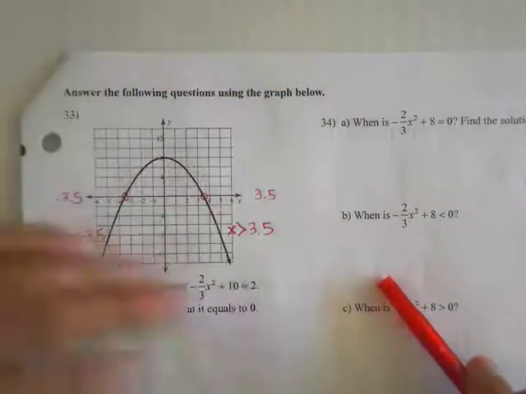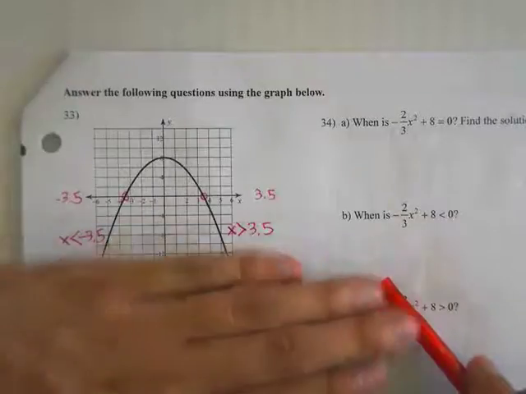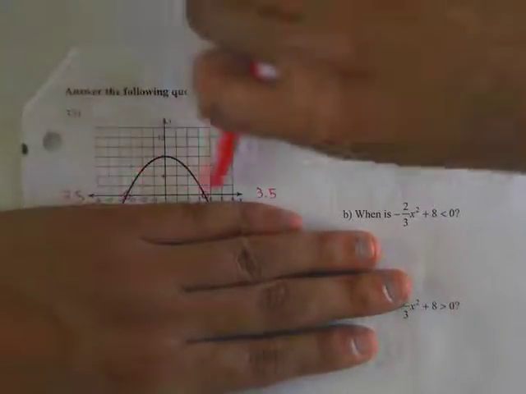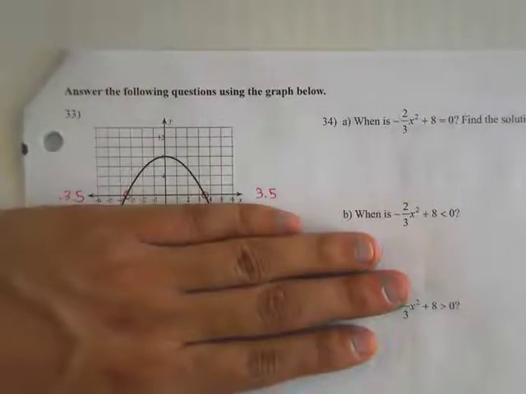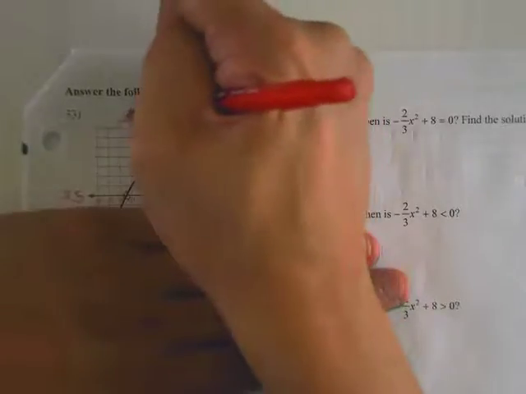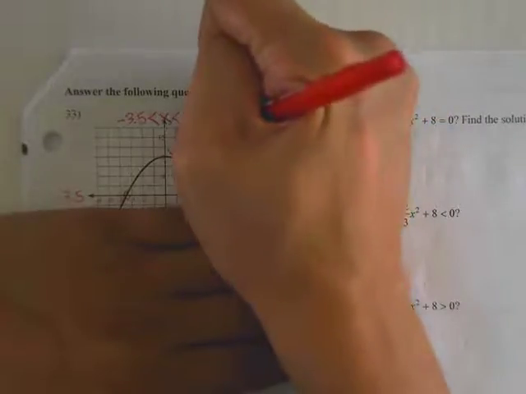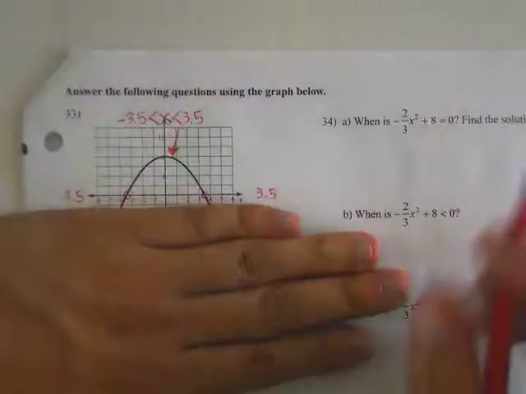Now we're going to label the top portion over here. We're going to label it from left to right. It's one long segment, it's not split up into 2. So to label this one, you're going to start with the lowest number. Negative 3.5 is less than x is less than 3.5. Only one label, and that's how you're going to label the top portion.